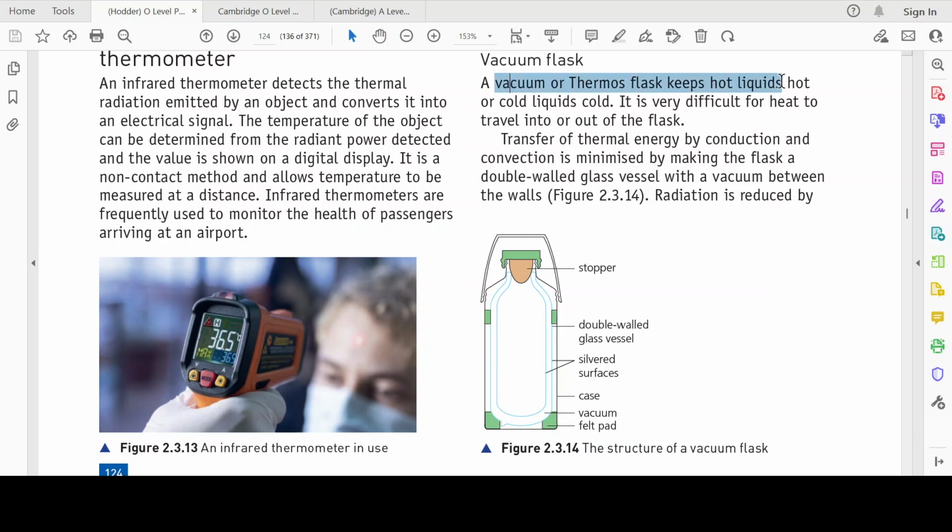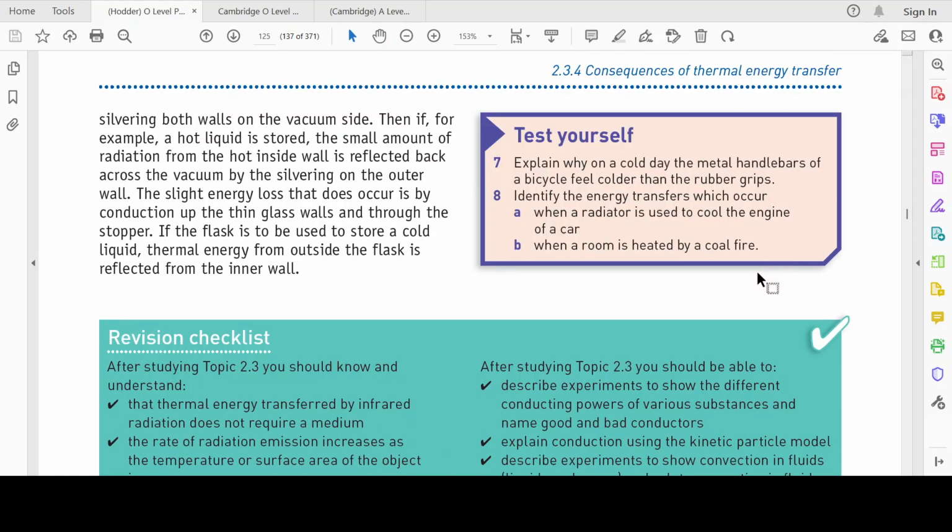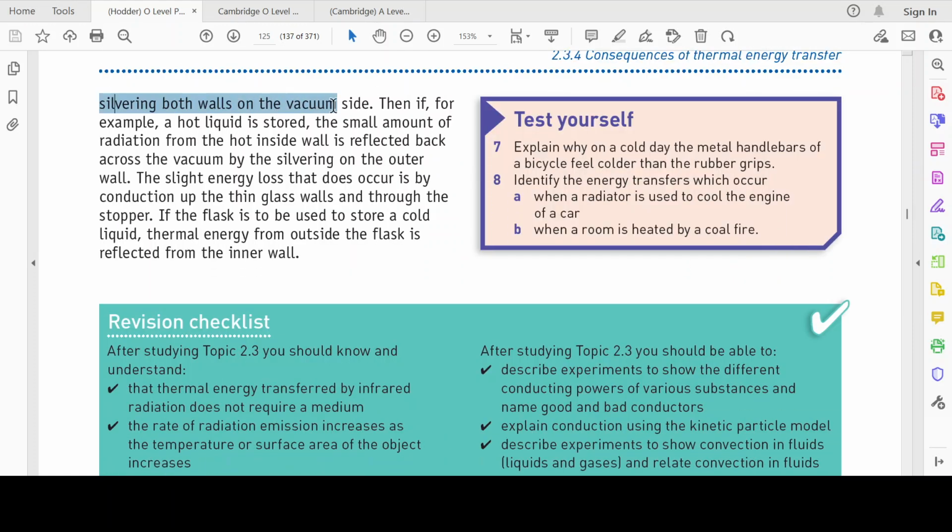And so the thermos keeps hot liquids hot and cold liquids cold, and it is very easy to lose or gain heat. Transfer of thermal energy by conduction and convection is minimized by making the flask a double-walled glass vessel with a vacuum. Convection is not happening because particles are not moving. There's nothing flowing out. Conduction is not happening because of the glass and vacuum, so heat's not transferred there. They are all insulators. And radiation is reduced by silvering both walls. Those are reflectors, so they're not good absorbers.